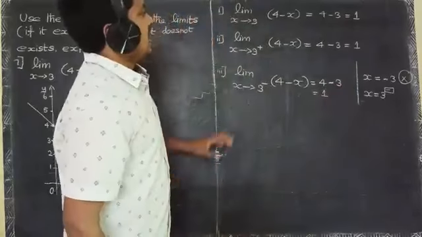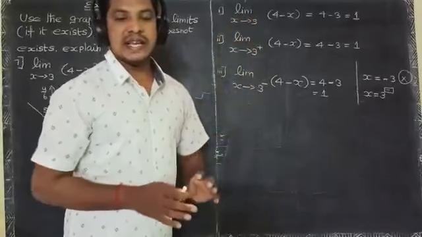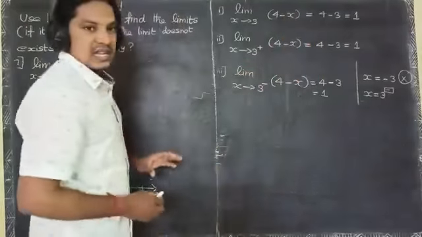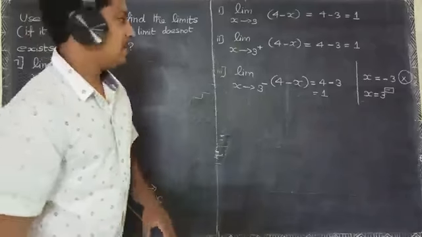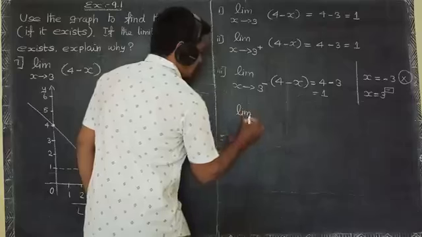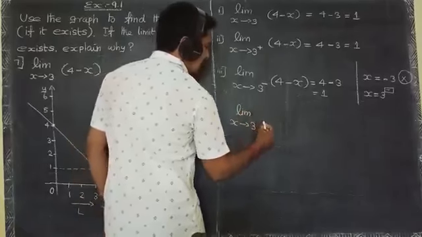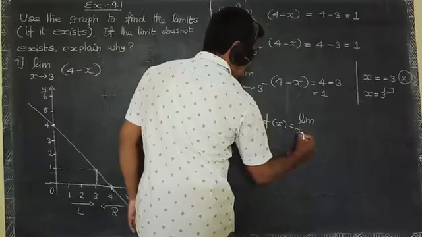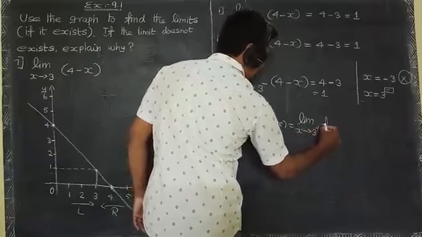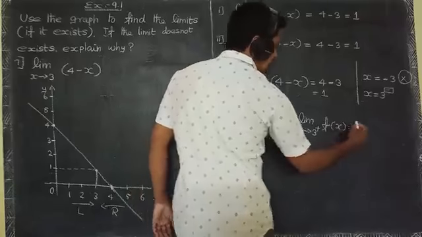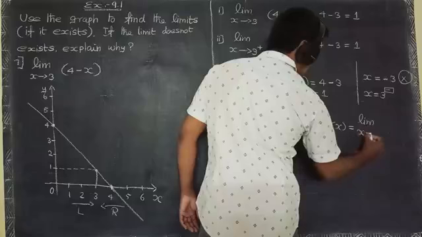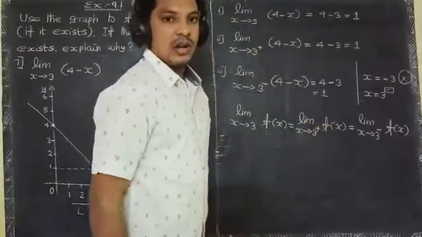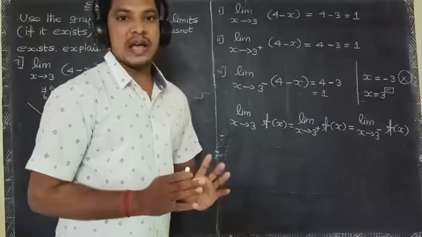Okay, here these values are equal. At the same time, a unique real number. Therefore, the given function limit exists. Limit x tends to 3 f of x, which is equal to limit x tends to 3 plus f of x, which is equal to limit x tends to 3 minus f of x. These are equal. Therefore, the given function has the limit.